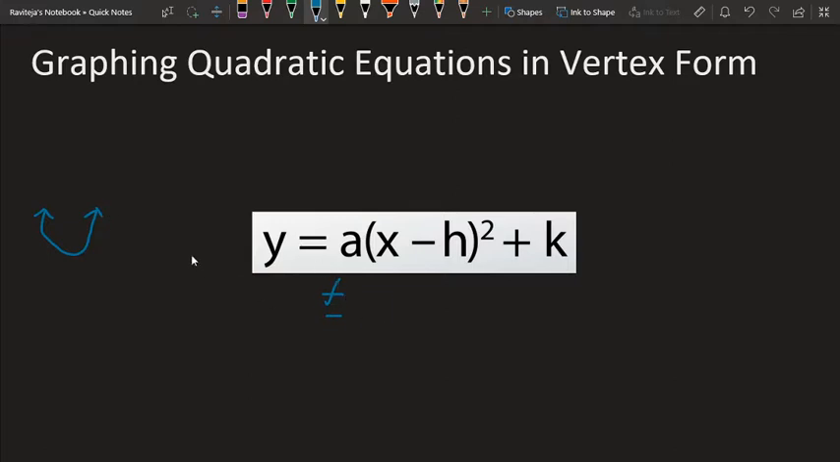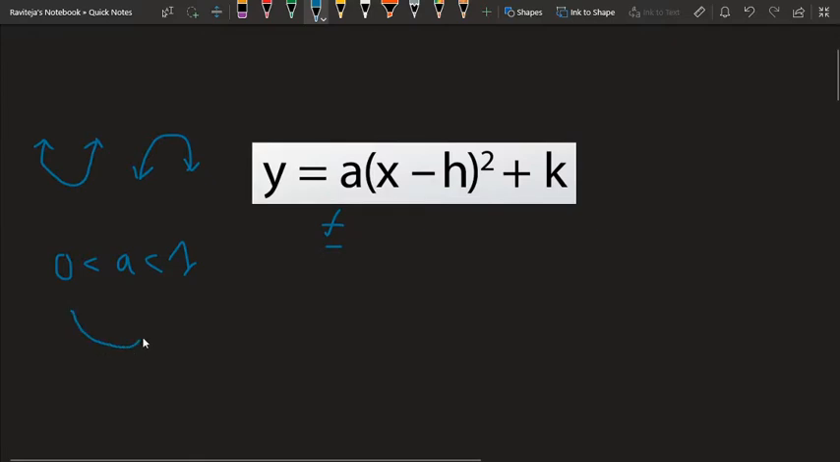Now, if a is negative, the graph would open downward. It'd be decreasing. It'd look something like this. So by figuring out the sign of the a variable, we can figure out the direction of the graph. In addition, we also want to look at the value of the a variable. Now, if the a variable is in between 0 and 1, then there comes a vertical compression, which means the graph will be wider than normal. And if a is greater than 1, then there will occur a vertical stretch, which means the graph will be narrower than usual.